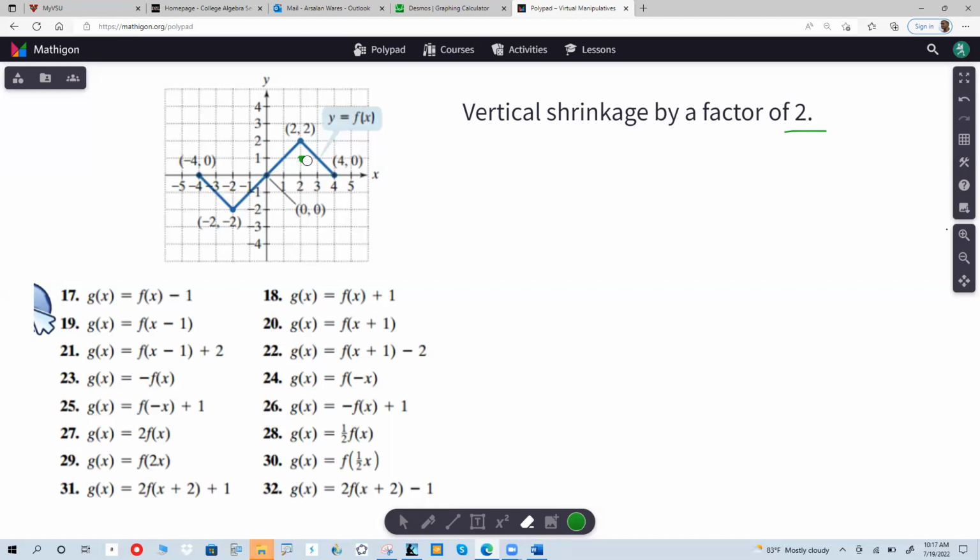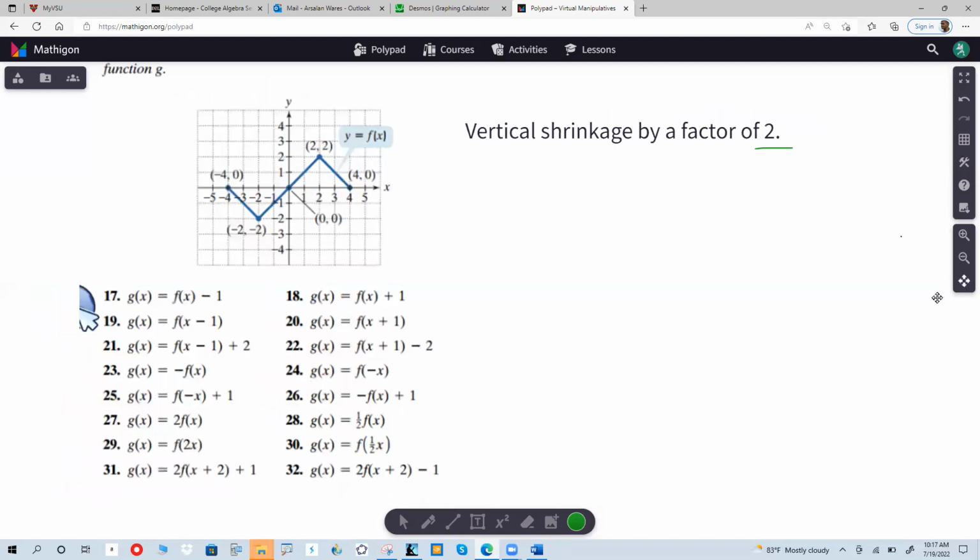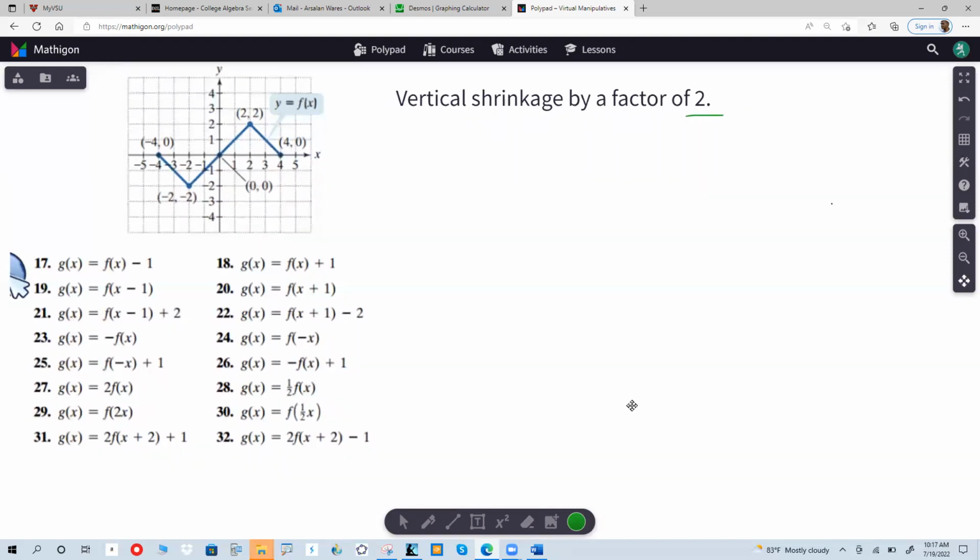First, I have to decide what it is that's going to happen. Okay, so I'm trying number 30. It's inside, it's x over 2. We know when something happens inside, it's horizontal. When you divide it by 2, it's going to be a horizontal stretch. I know it's counterintuitive. When things happen inside, it's the opposite. That's how I keep it straight.